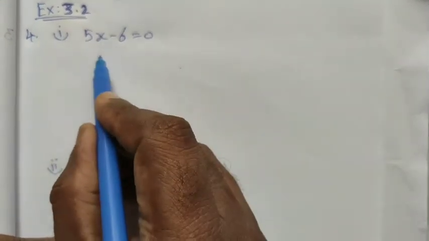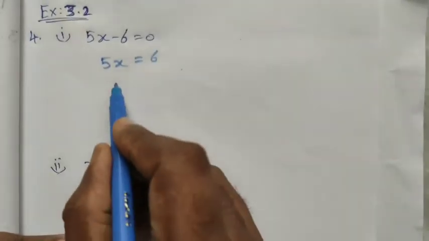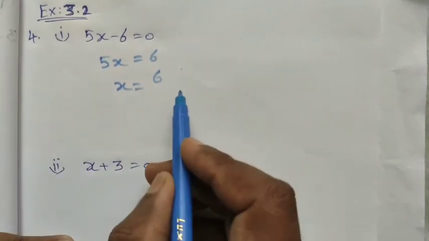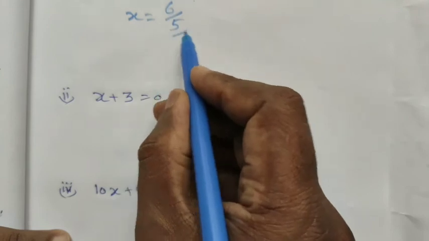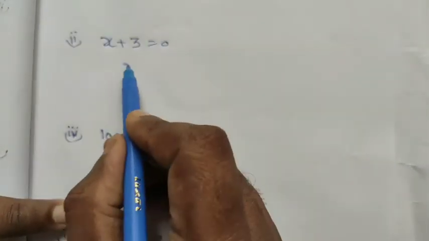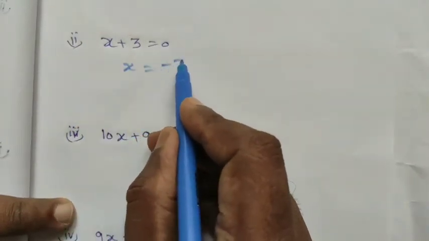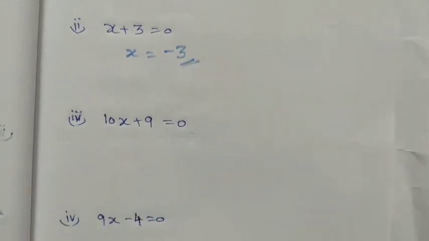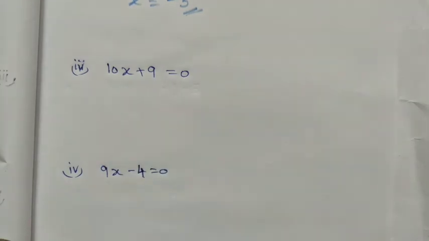Simple method, that is 5x. I take this minus 6 to the other side, we get plus 6. Then x is equal to 6, right? Taking it to the other side means it will be divided. So 6 by 5 is the root of the polynomial equation. Next, x is equal to, I take this plus 3 to the other side, we get minus 3 as the root of the polynomial. The third one, 10x plus 9.